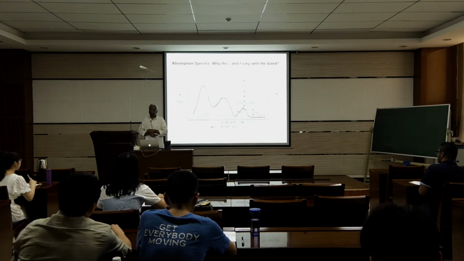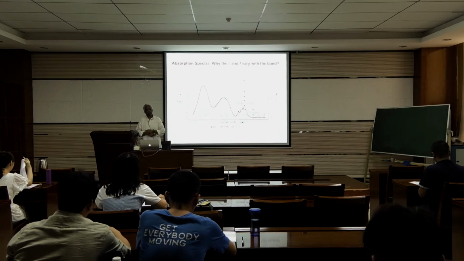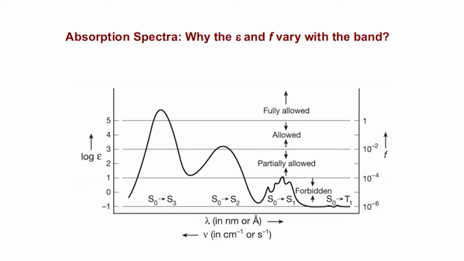So, I mentioned the other day, when the light passes through a molecule, it can either absorb the light, it can reflect, or it can refract. All three can happen. Of these things, the most important thing is whether the light can be absorbed by the molecule. Absorb the energy that comes out of the light, it goes into the molecule.